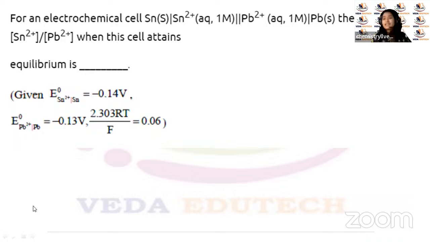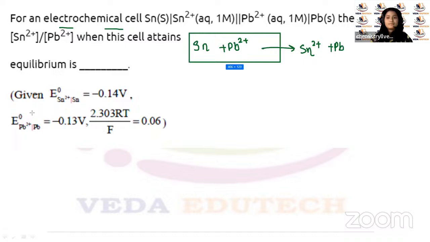Okay, this is an easy question, but there is one concept involved here. So what is being given here, children? Let me read out the question for you. It is given that for an electrochemical cell, this equation is given: Sn plus Pb2+ gets converted into Sn2+ plus Pb, right? So this is going to be your equation.